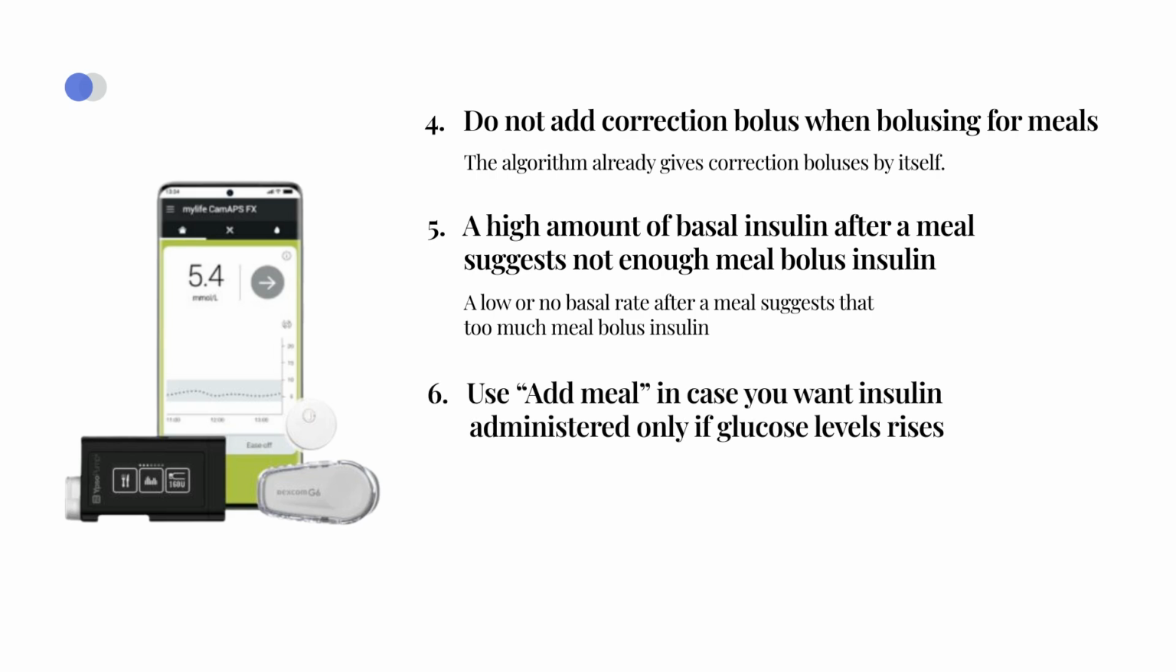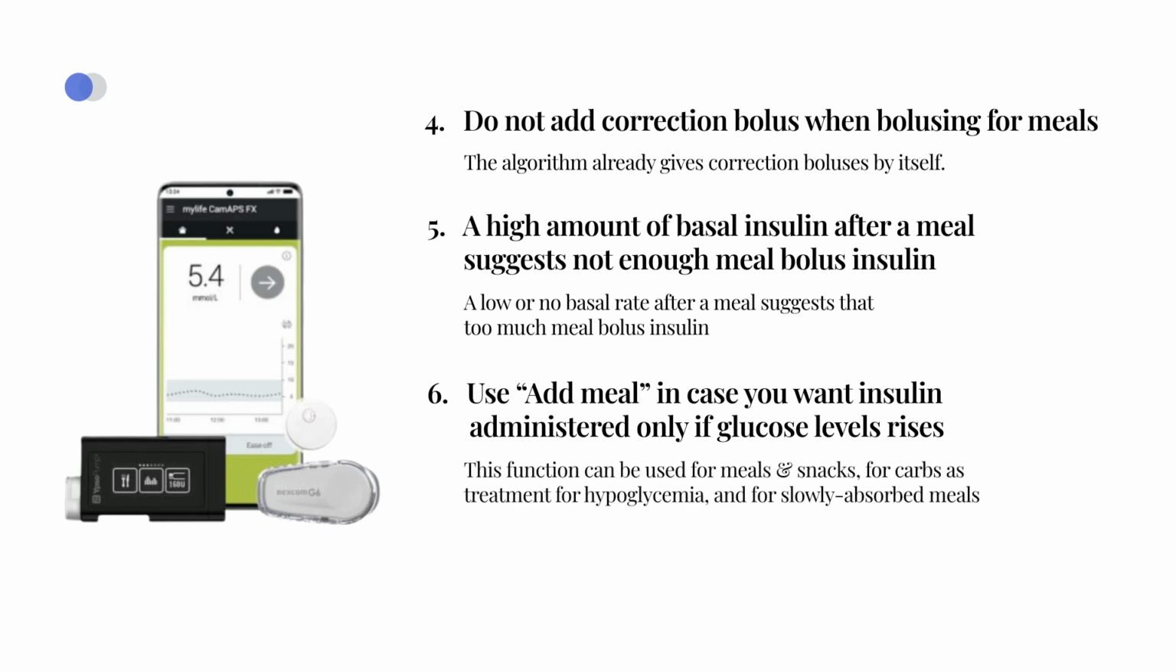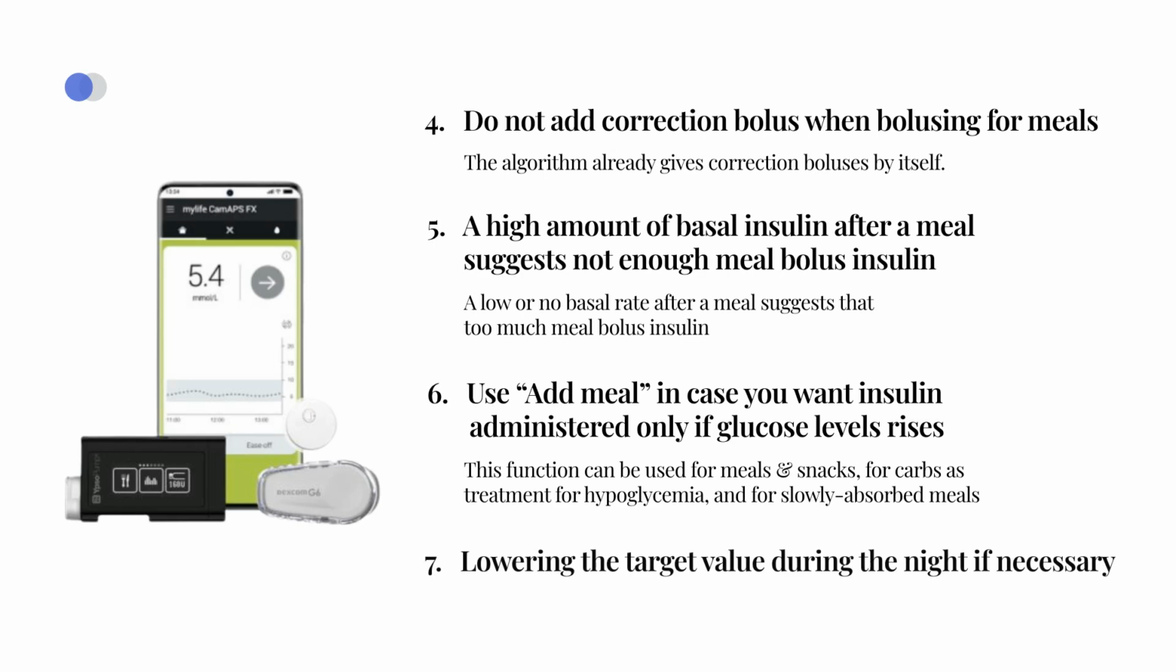6. Entering carbohydrates through the add meal function in case you want insulin administered only if glucose levels rise. This function can be used for carbs as treatment for hypoglycemia, for big or fatty meals, and for snacks. 7. Lowering the target value during the night if necessary.